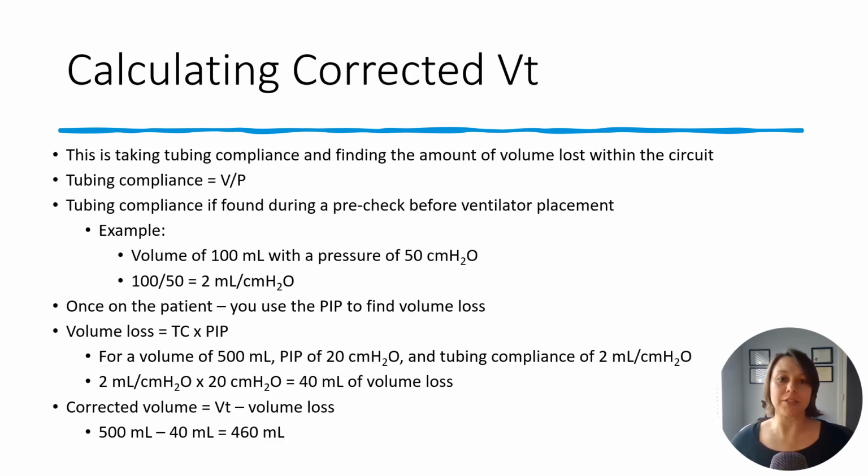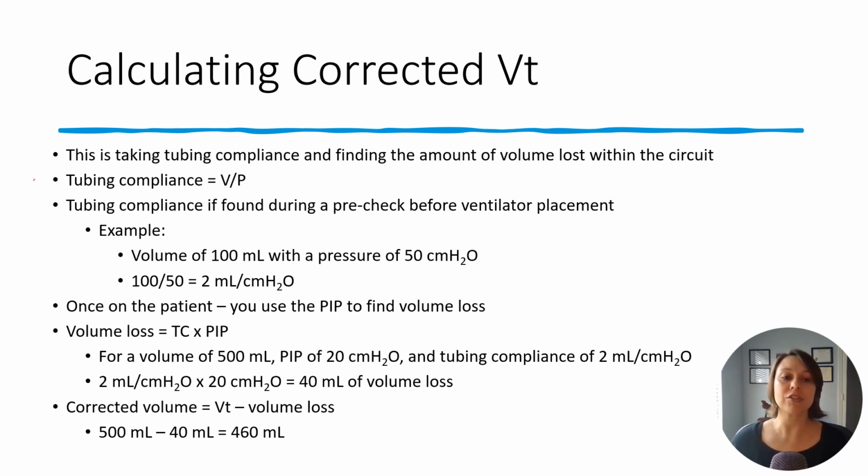The very last thing that I'm going to talk about is tubing compliance, or finding corrected tidal volume. This is not something that every program does, but if yours is one that has you do this, this is how you do it. So we're taking tubing compliance and finding the amount of volume lost within the circuit. Because the circuit has a certain amount of distendability, whenever we provide positive pressure to it, it's going to expand and we're going to lose a little bit of that volume. Now the ventilator really does this calculation and automatically compensates for it, but traditionally, or old school wise, we would have to actually calculate it out.